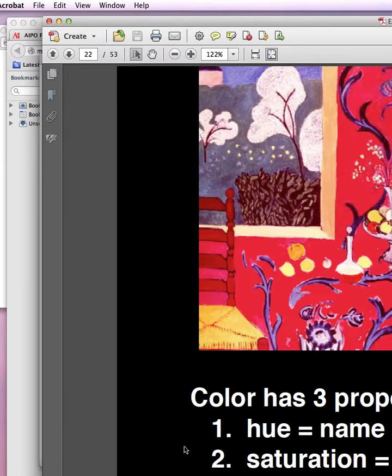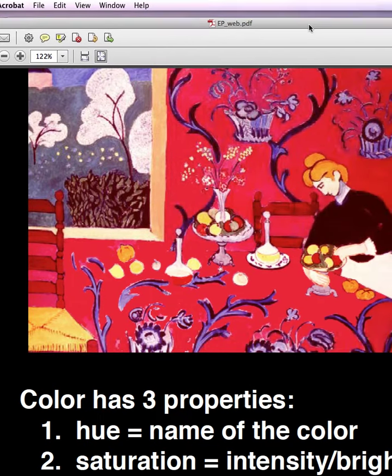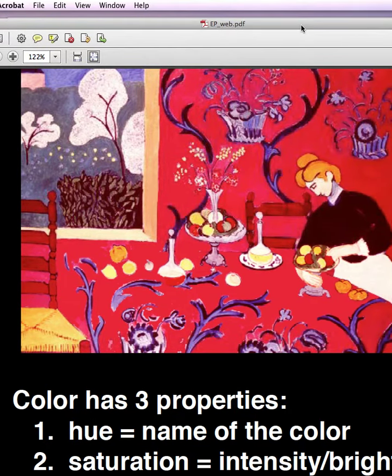Color has these properties. Hue, which is the name of the color, saturation, which is the intensity or brightness of the color, and value, which is the lightness or the darkness. Good example here, a saturated red. So if I discuss this particular painting, I would want to talk about the saturated red, the high value or the light value of the yellow. See how light that is compared to, say, the red or the blue even, certainly the black, right?